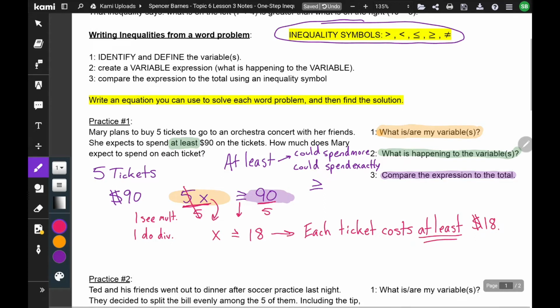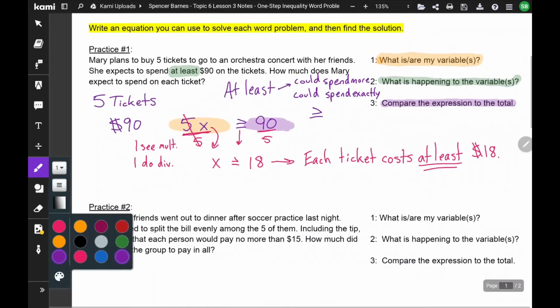All right, now let's take a look at a second example here. Again, we're going to go through those same steps. I'm going to read through the problem first.